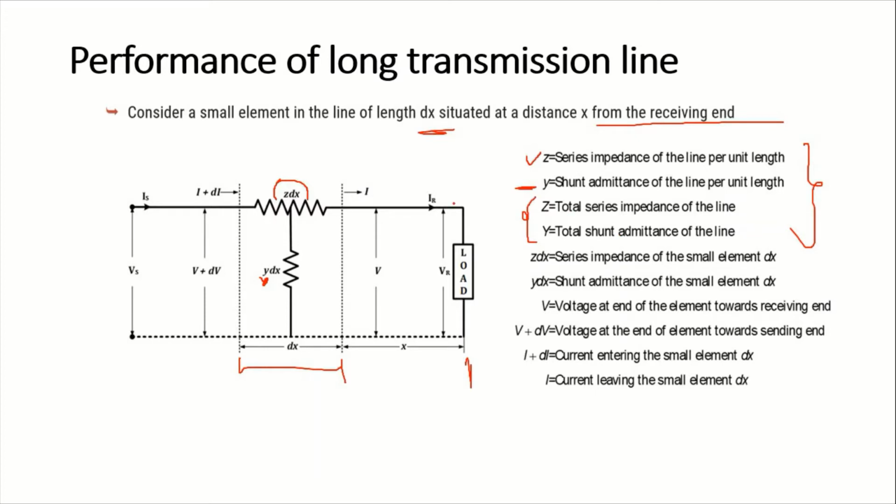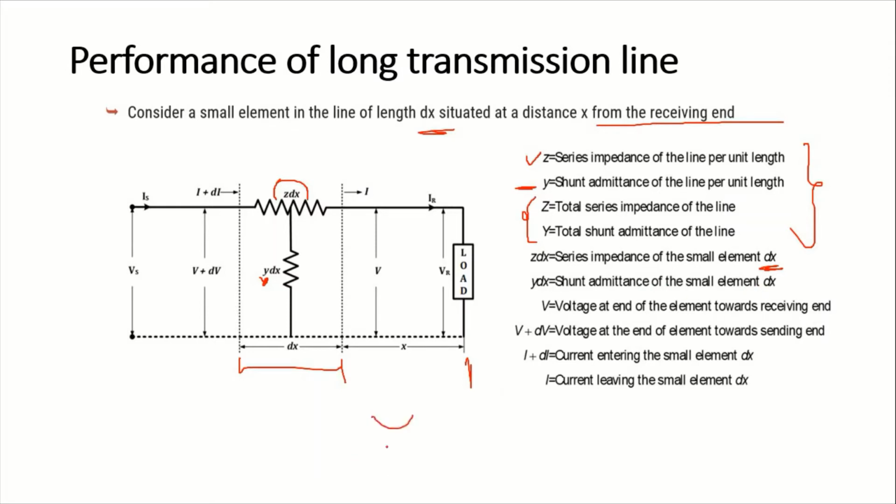Clear? Now z into dx: we take an infinitely small part of this transmission line of length dx. So if it is multiplied by small z, it becomes the series impedance of the small element dx. Now y into dx is equal to the shunt admittance of the small element dx.